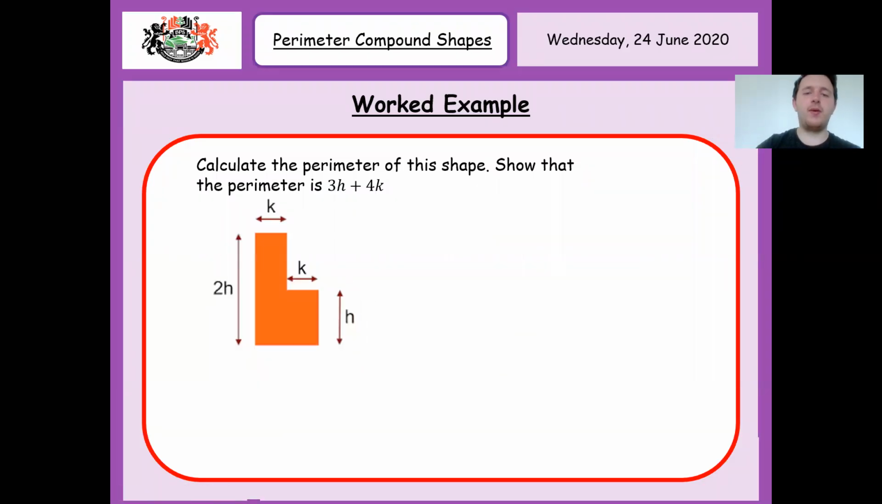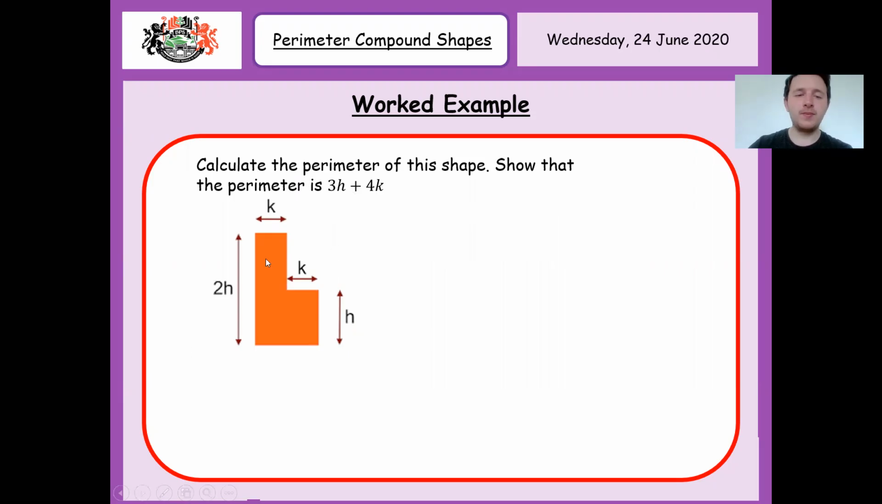It says calculate the perimeter of the shape and show that it's 3h plus 4k. All it means by show that, and we have gone through this before in my class, is you're just working out the answer. It's telling you the answer and you're just showing that that is the answer. So let's ignore the answer and just work it out. If we get that, then we've answered the question.